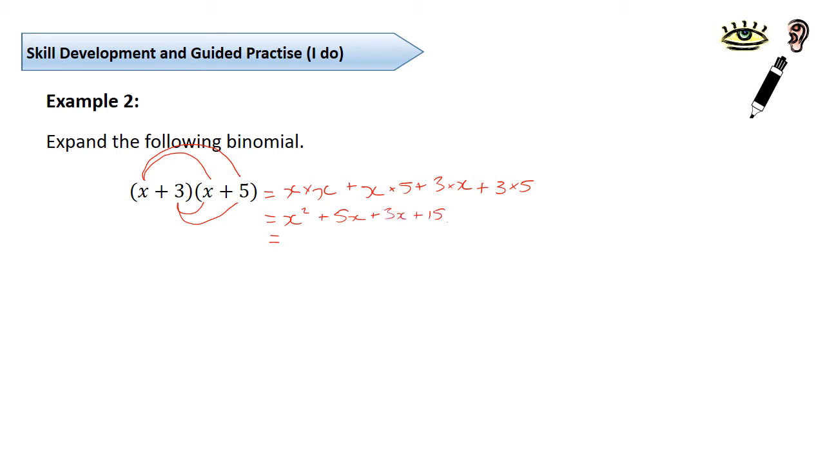Let's group those like terms again. X squared's all by its lonesome. 5x plus 3x is more. I have 8x plus 15. Okay. Very quickly, I'll show you guys how we might set it up using that box method.